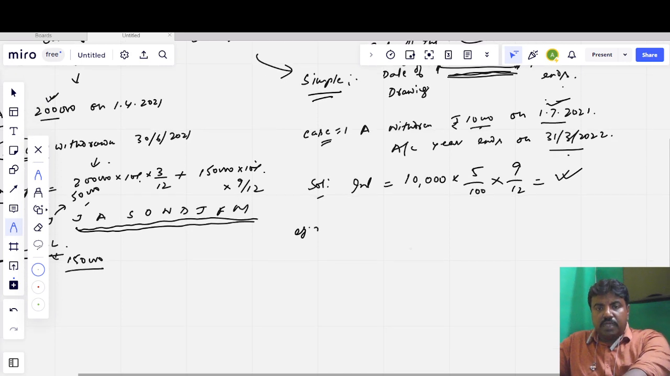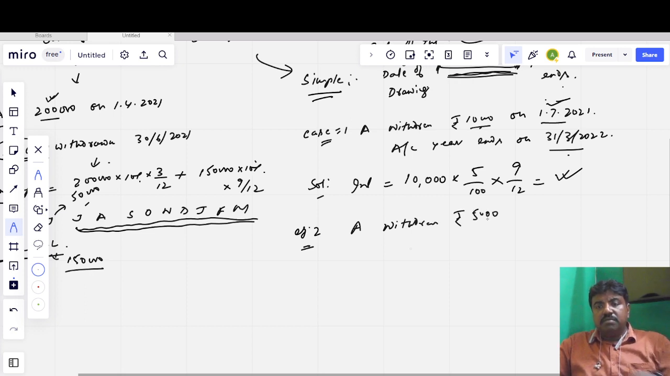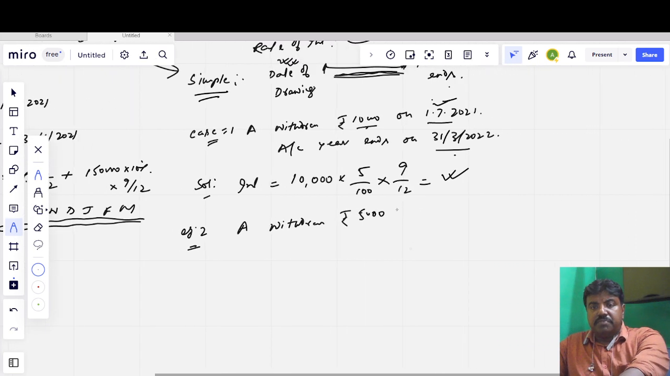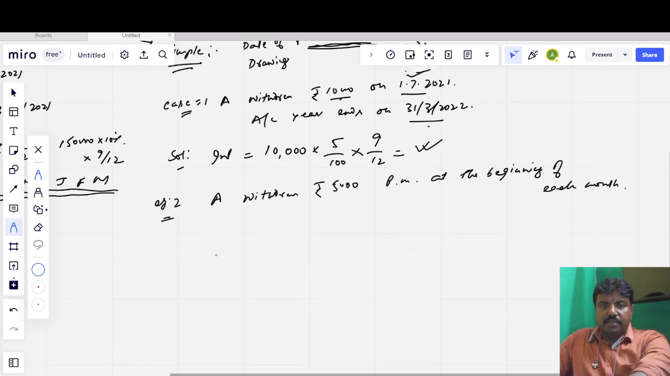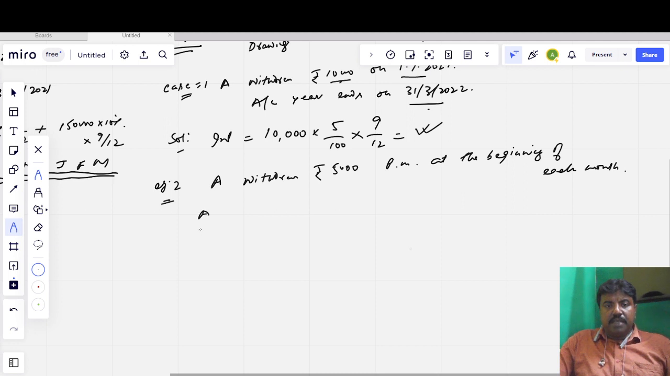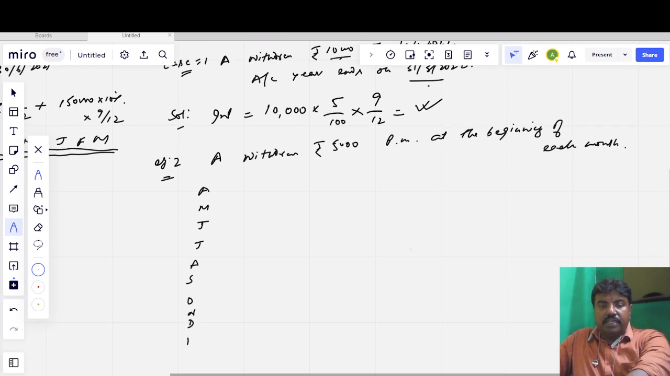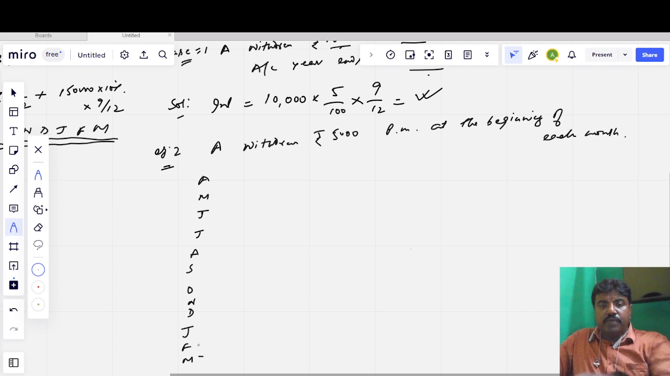Suppose example 2, I'm taking A withdrew rupees 5,000 per month. 5,000 per month at the beginning of each month. Now, if I detail this drawings pattern and if I consider April, May, June, July, August, September, October, November, December, January, February and March, these are the 12 months.